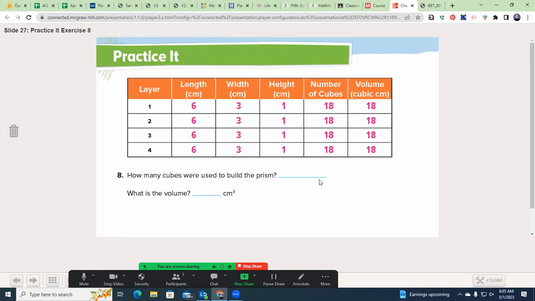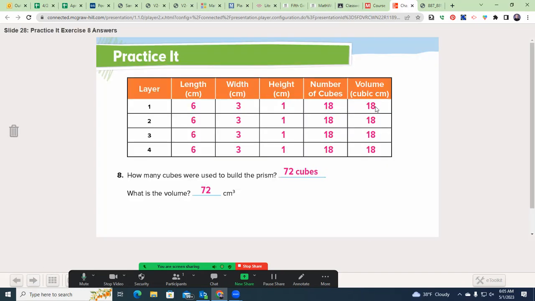How many cubes were used to build the prism? What is the volume? You may pause the video now to do your math, and then come back when you're ready. Welcome back. The total is 72 cubes. 18 plus 18 is 36, 54, 72, and that makes the volume 72 cubic centimeters.